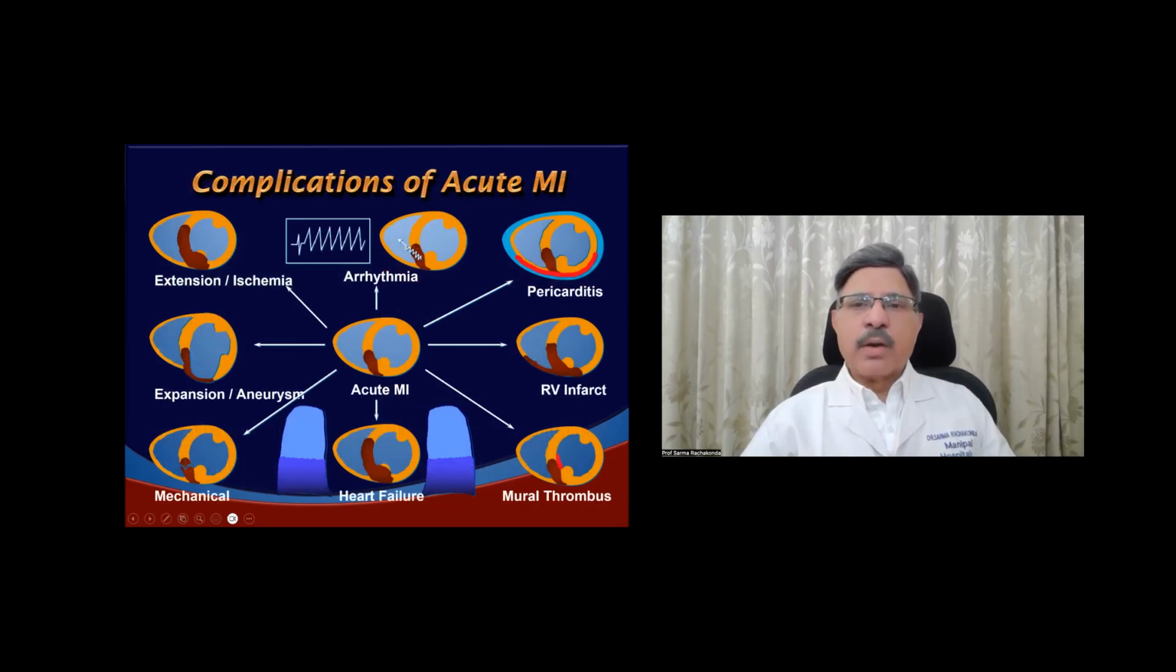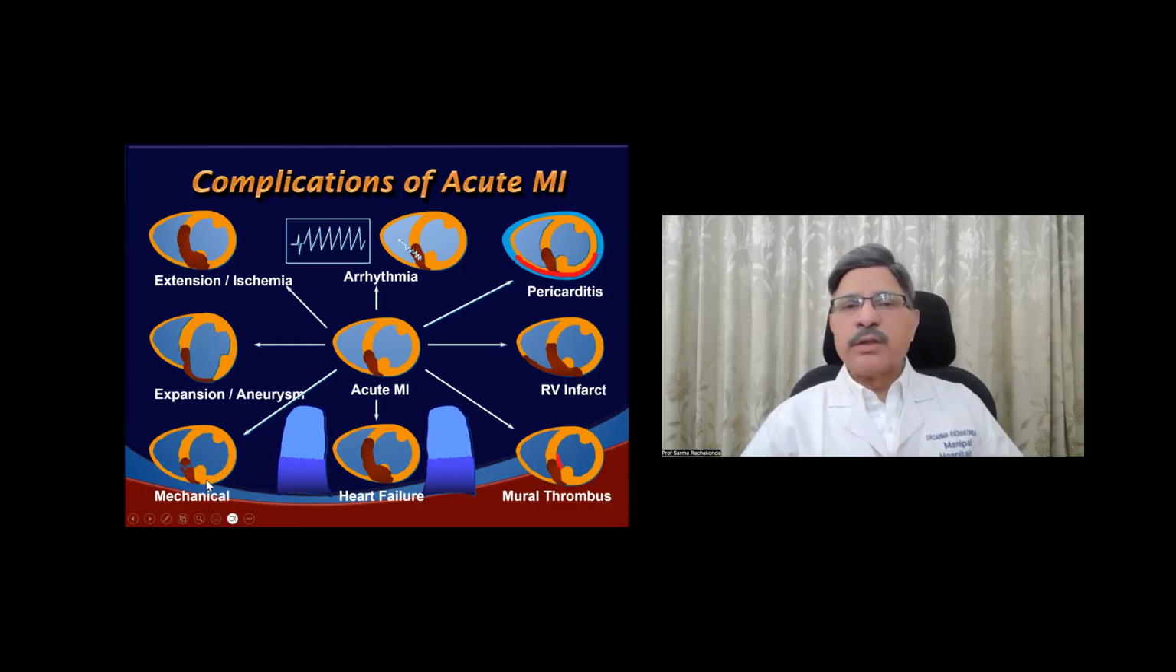Now, what are the complications of acute MI? This could be a short note. Very easily you can remember by using ACUTE MI. It can lead to heart failure, that is fluid in the lungs, or it can lead to mural thrombus and that can get dislodged. RV infarct: from LV it can extend to RV. Prognosis is poor. And then pericarditis can develop. Arrhythmias can develop. Extension of the ischemia from initial small area to larger area. Expansion of the aneurysm. And finally, mechanical rupture of the papillary muscle or the interventricular septum.